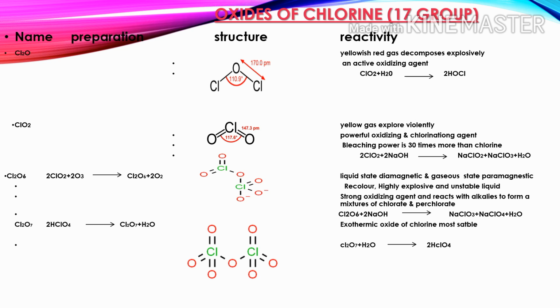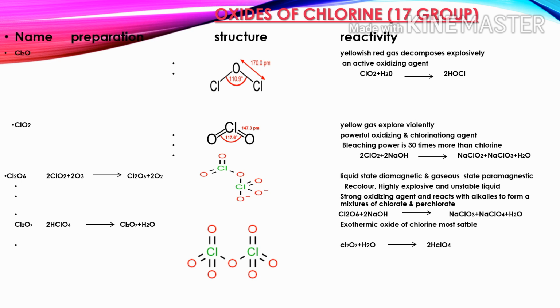See the structure of chlorine dioxide. It shows paramagnetic nature because of an unpaired electron, and it is a yellow gas that explodes violently. It is a powerful oxidizing and chlorinating agent. Its bleaching power is 2.5 times that of chlorine. When it is reacted with alkalis like sodium hydroxide, it gives chlorite and chlorate.